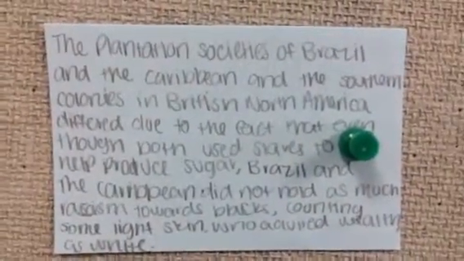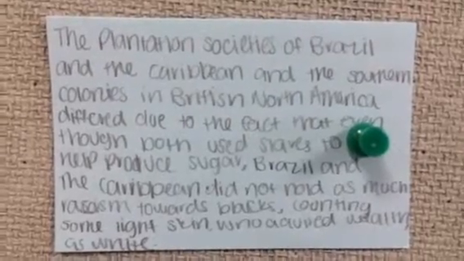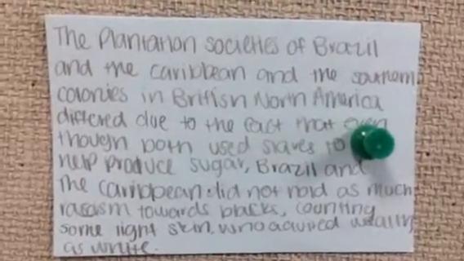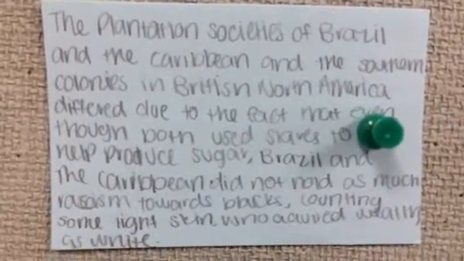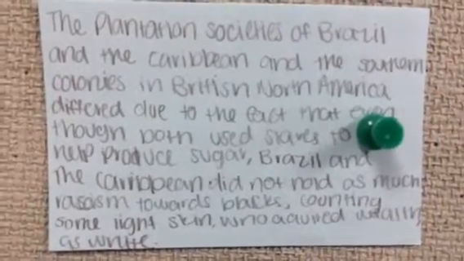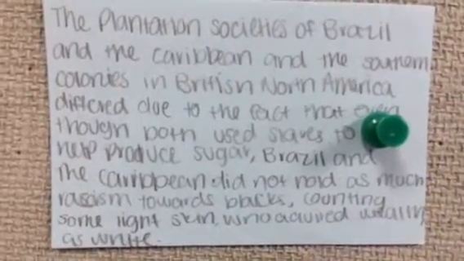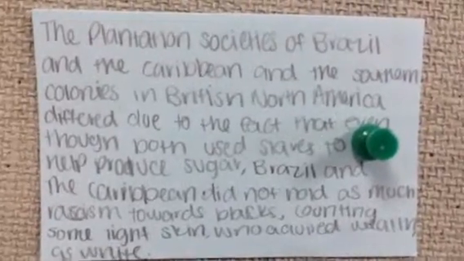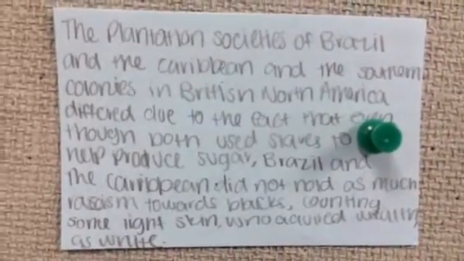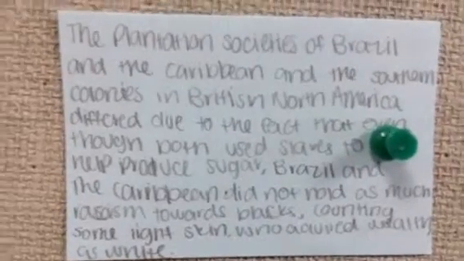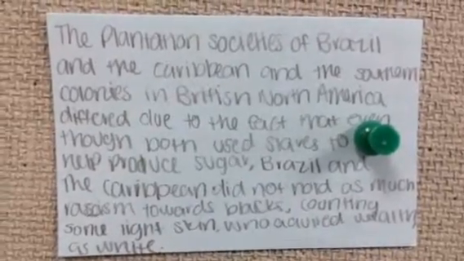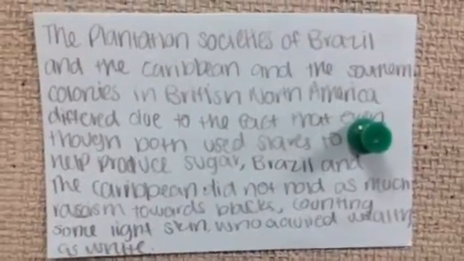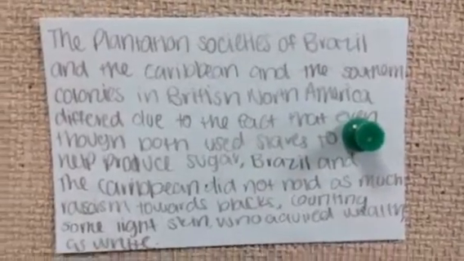The plantation societies of Brazil and the Caribbean and the southern colonies in British North America differed due to the fact that even though both used slaves to help produce sugar, Brazil and the Caribbean did not hold as much racism towards blacks, counting some light skin who achieved wealth as white. Okay, so there's some mobility in Brazil and the Caribbean that's just not there in British North America. And why is that? Maybe we'll come back to that.